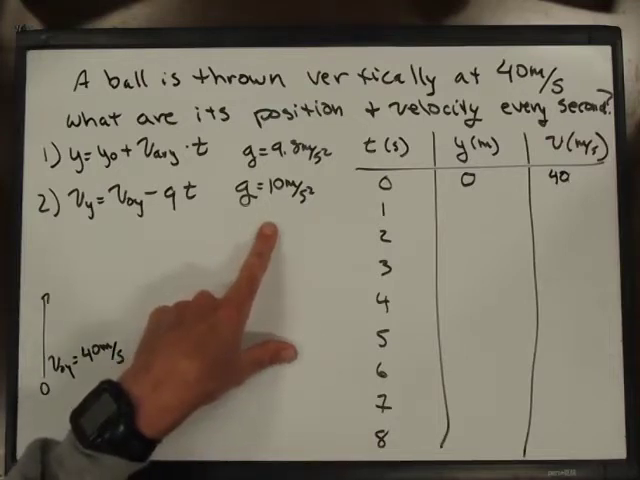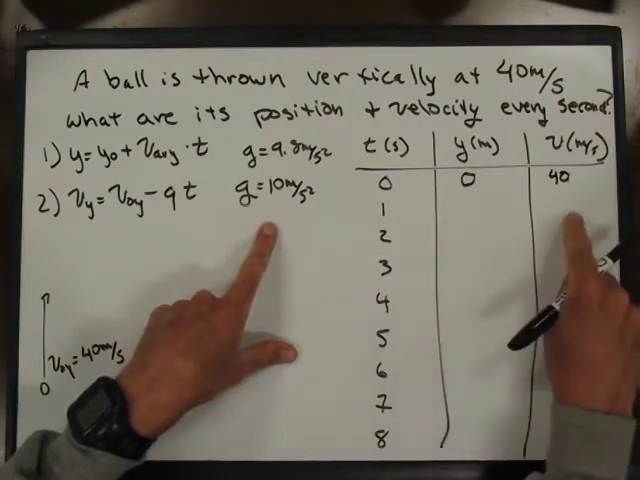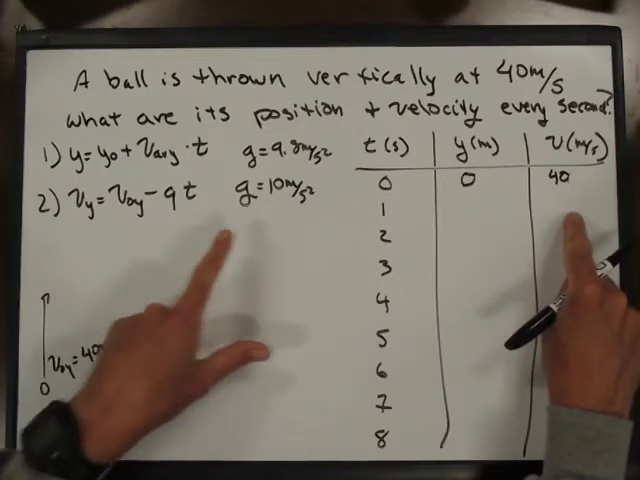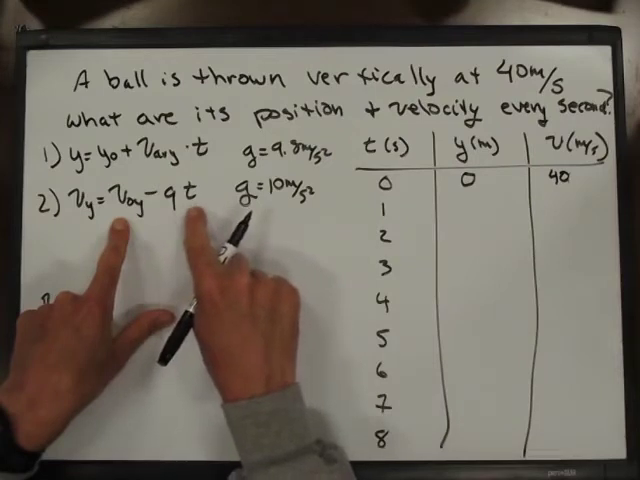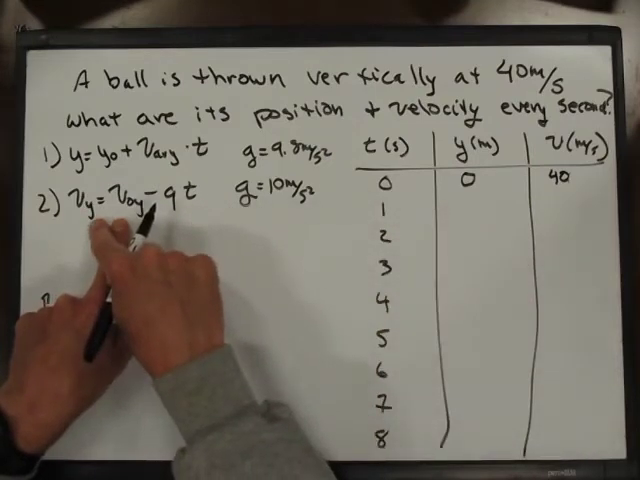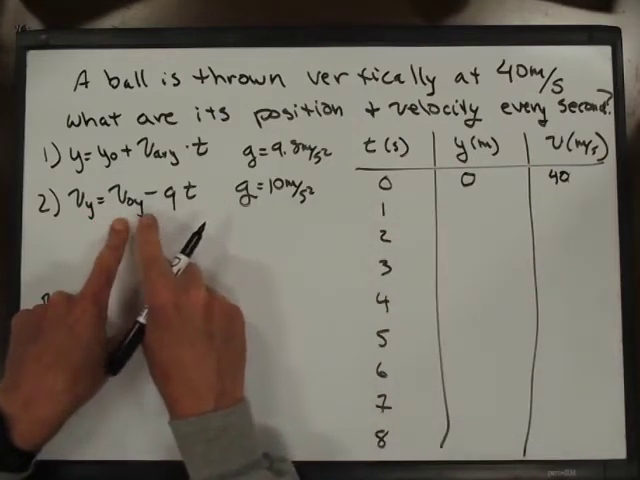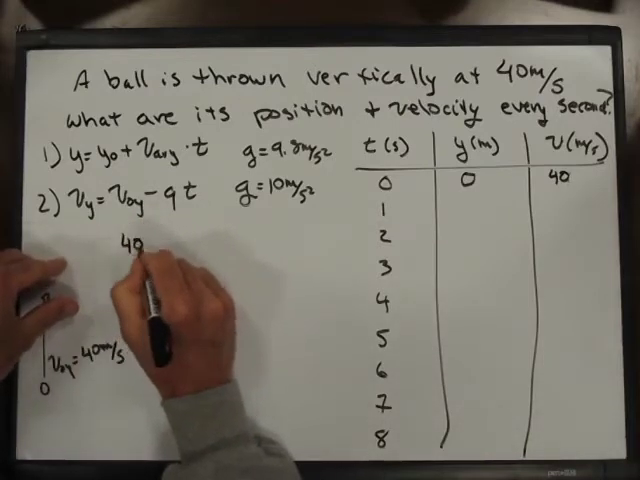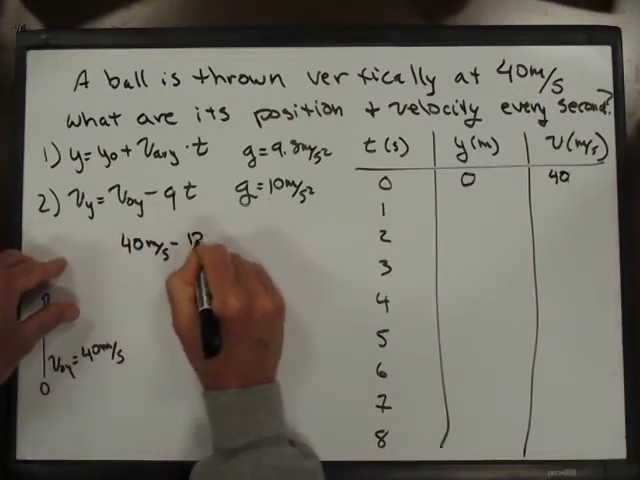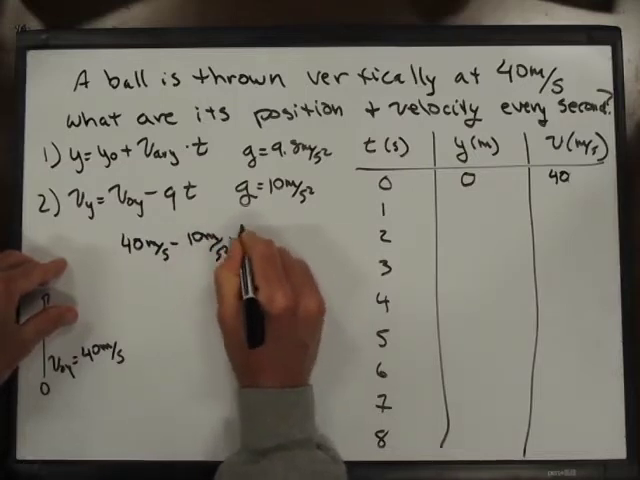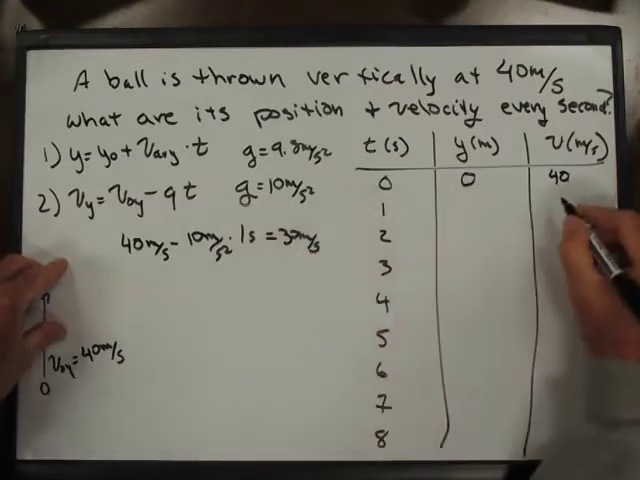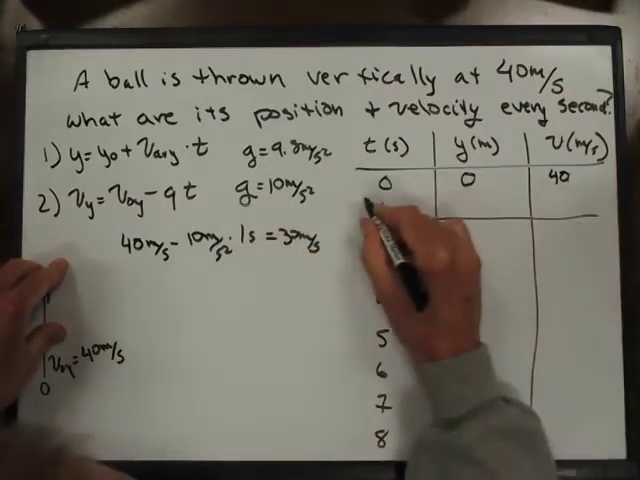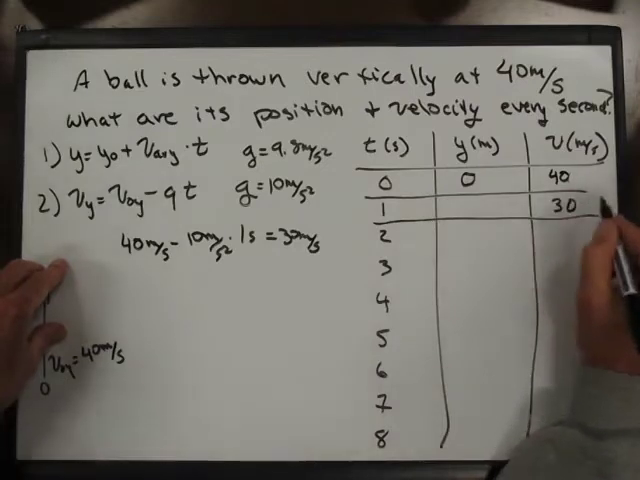And so now I can say, well, how can I calculate any of these things after 1 second? And I can look and say, well, if I know its initial velocity, which is 40, and I know the time, which is 1 second, I can calculate the final velocity. The initial velocity is 40, so I can say 40 meters per second minus 10 meters per second squared times 1 second is 30 meters per second. So I know at t equals 1 second, this is 30.